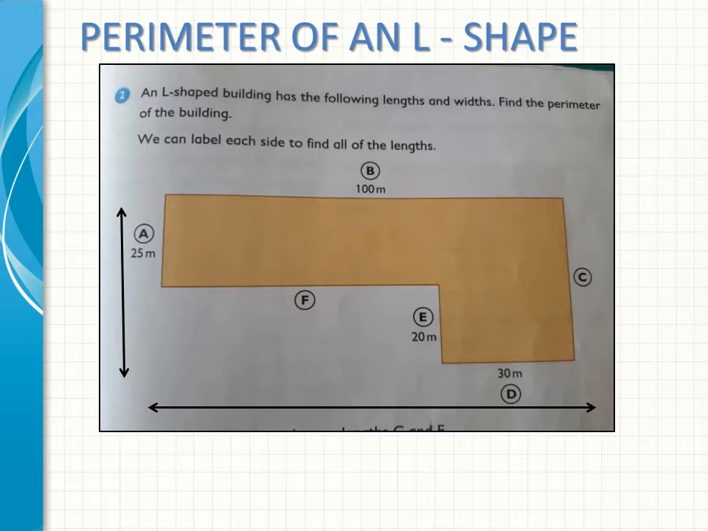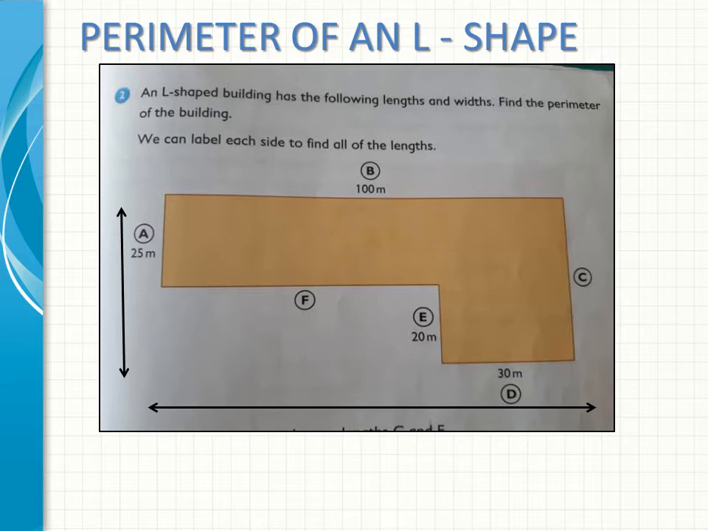Now, it says an L-shaped building. Of course, this is an L shape. It has the lengths that you can see around it, the ones you can see written on them. It says find the perimeter. Now the perimeter is the total of all the sides.